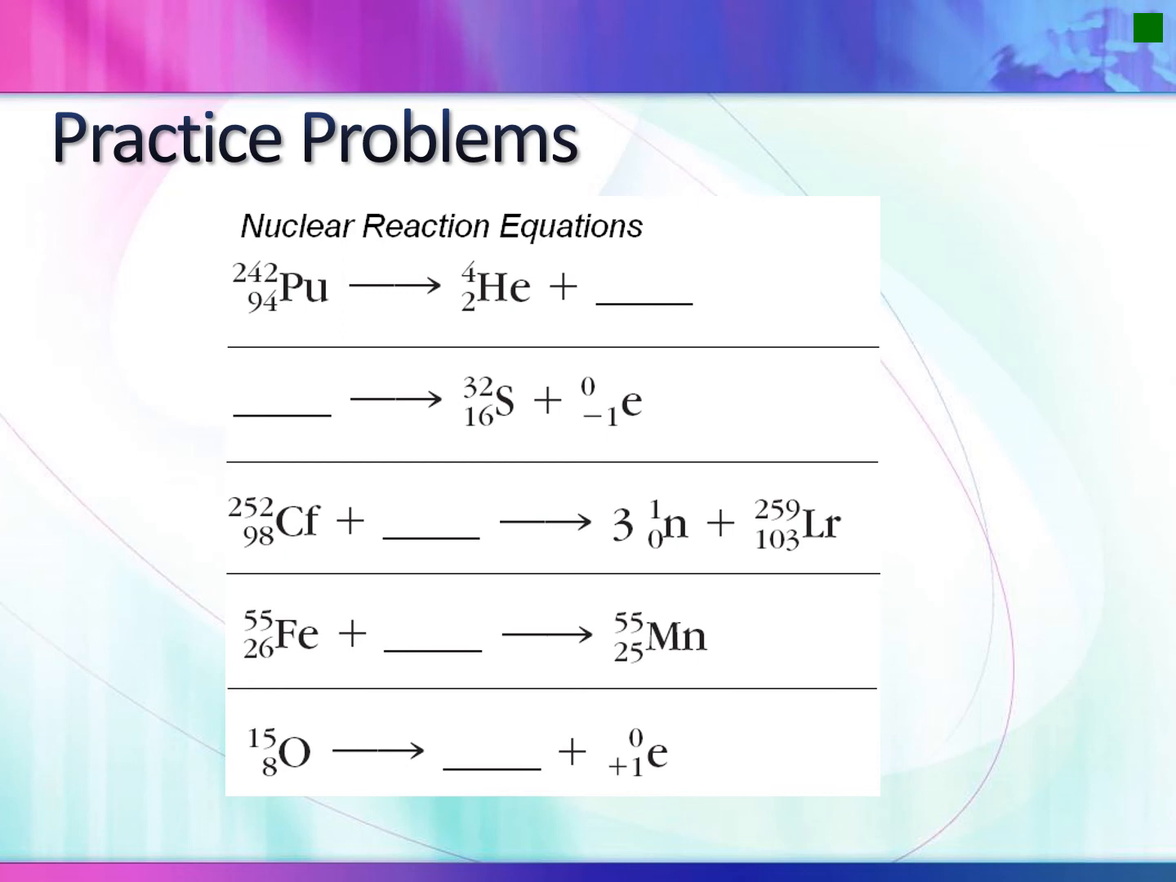Okay, and on the bottom, I've got 16 plus -1. So it's really 16 minus 1, so we get 15. Look on your periodic table for what number is 15, and that would be P.